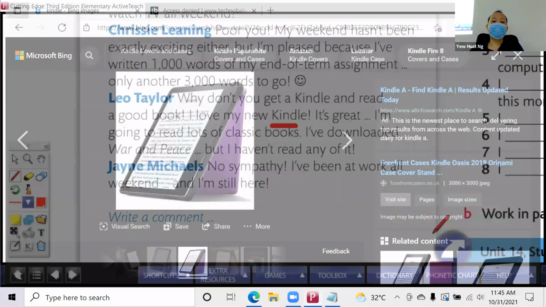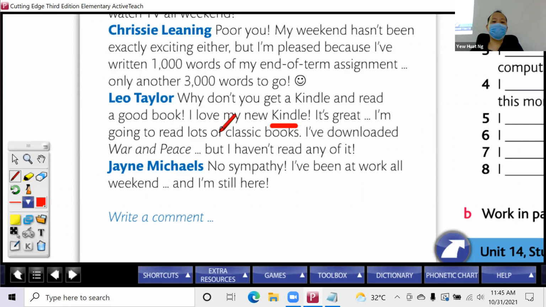Okay, so why don't you get a Kindle and read a good book? I love my new Kindle. It's great. I'm going to read lots of classic books. I told you before, classic means old. Okay, classic books. I've downloaded War and Peace, but I haven't read any of it. Haven't read, 还没有.